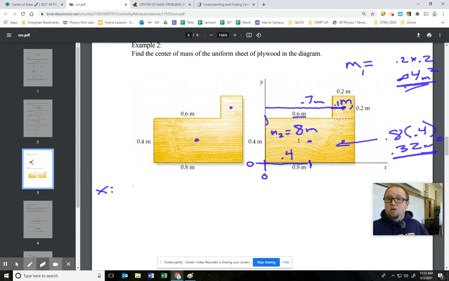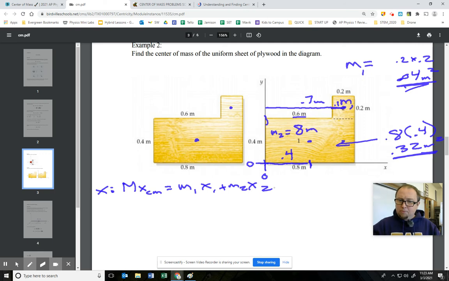Okay, total mass times X of the center of mass equals mass 1 x1 plus mass 2 x2. Okay, total mass is going to be 8M plus 1M, X of the center of mass. Mass 1 is the little guy up there. We're just going to say it's M.